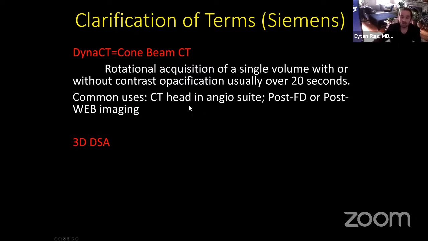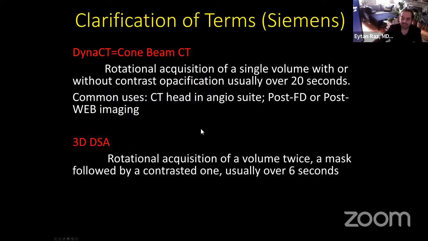What are the common uses of this? The common use is whenever we need a CT head in the angio suite. Okay, that's what we do. Whenever we do post-flow diversion or post-WEB imaging, where we want to see the device and the vessel and the relationship between the two, that's what we use. And then there's 3D DSA. What is it?